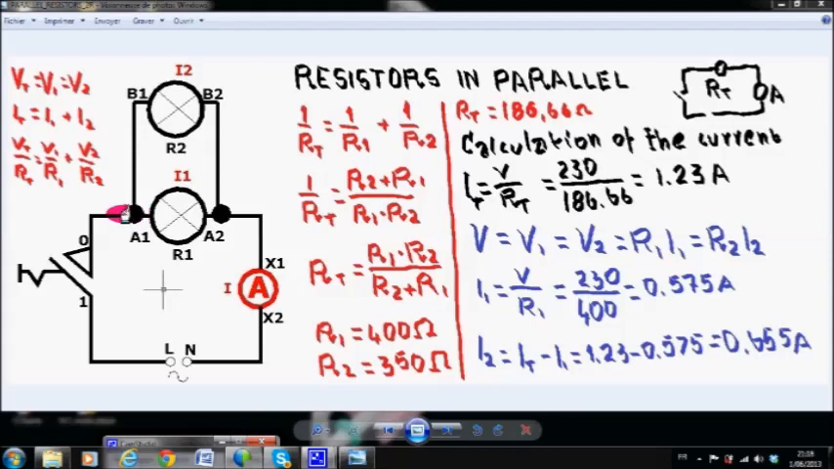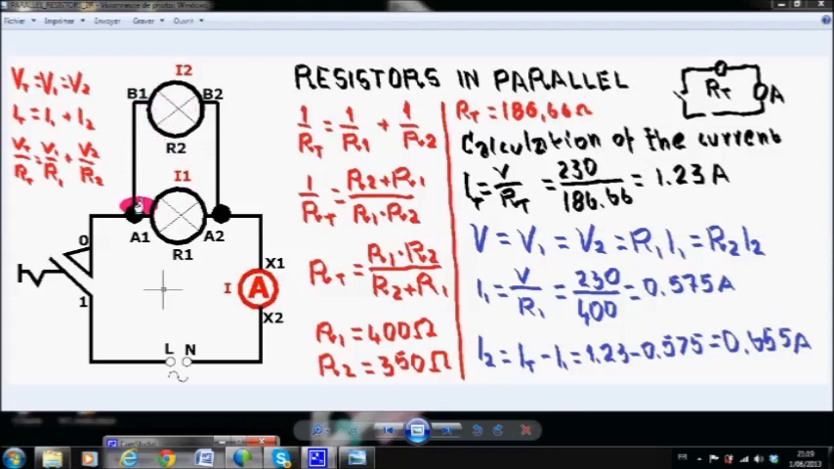So here the current gets a choice. The current can pass through R1 or the current can pass through R2. So the current here is divided by 2. Larger resistors mean smaller currents, and smaller resistors mean greater current. The main current arrives at this point, and we get two branches. We have one branch with R1, and a second branch with R2.